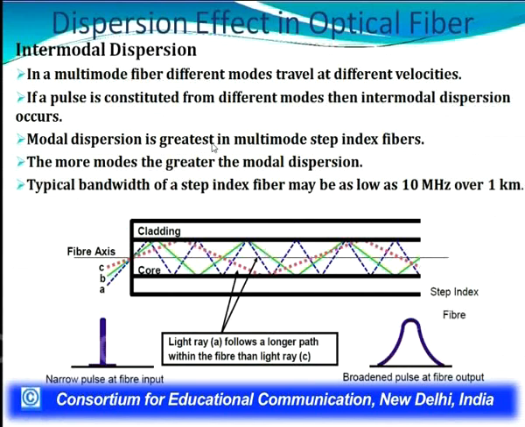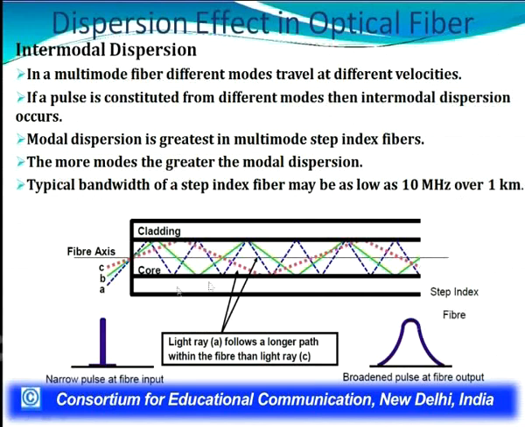It means this dispersion is more in the multi-mode step index fiber. The more modes, the greater the modal dispersion. If the number of modes is increased, then the modal dispersion will be more. Typical bandwidth of the step index fiber may be as low as 10 megahertz over 1 kilometer. This is the threshold rate.